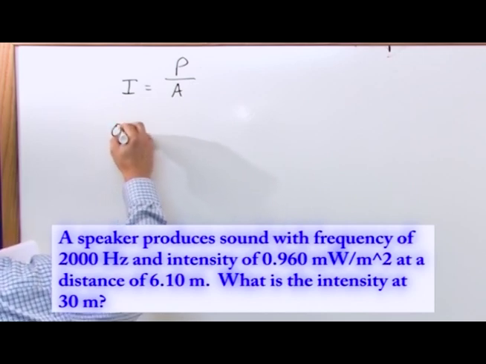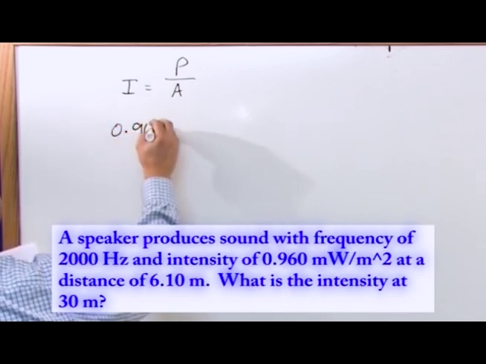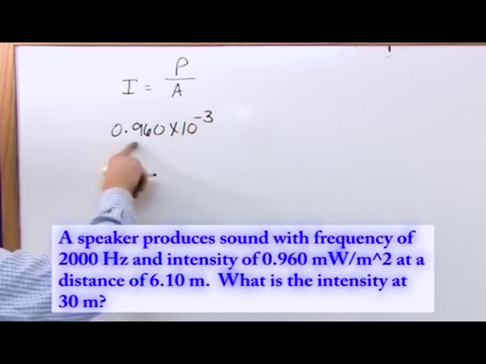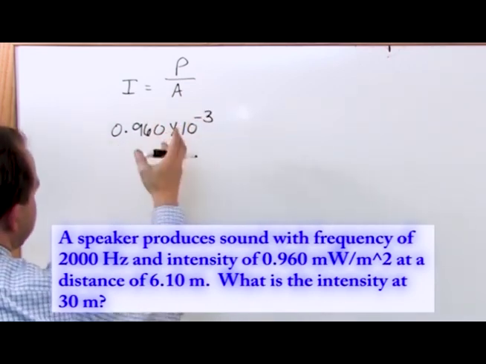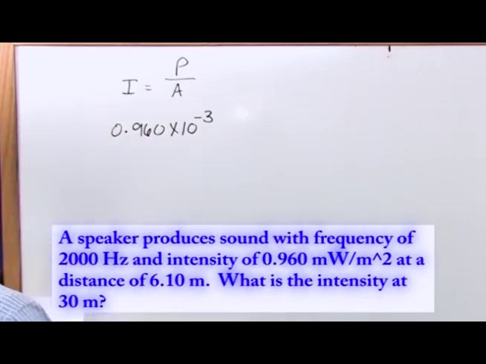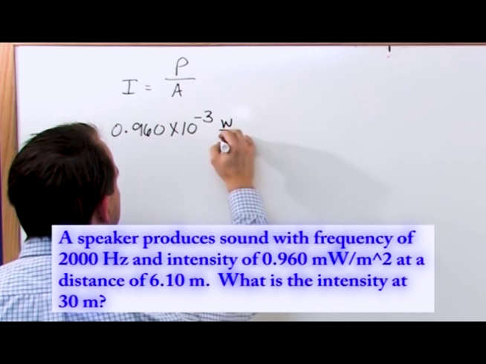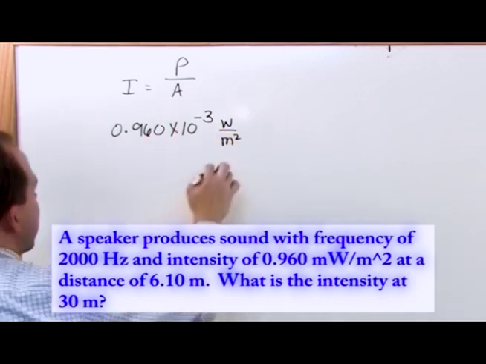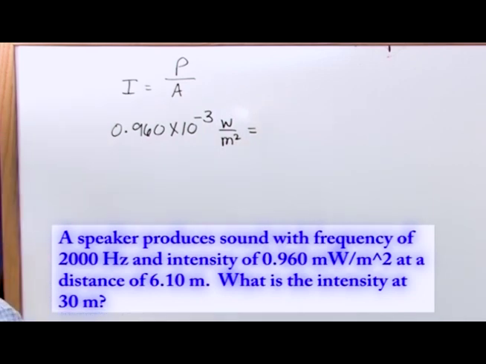You always want to work in 0.960. We're going to write it as 10 to the minus 3, 0.960. It's milliwatts, but instead of putting milliwatts here, I'm going to put 10 to the minus 3. So I'm always going to work in watts per square meter. So this is watts per square meter. And I basically converted from what the problem gave us here. That's one of the tricks in this problem.